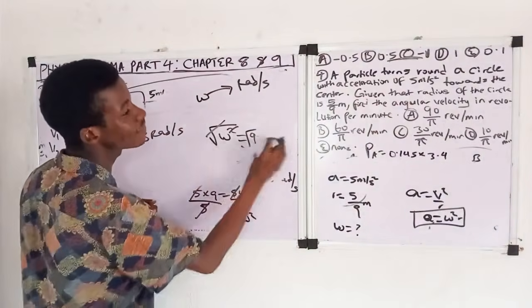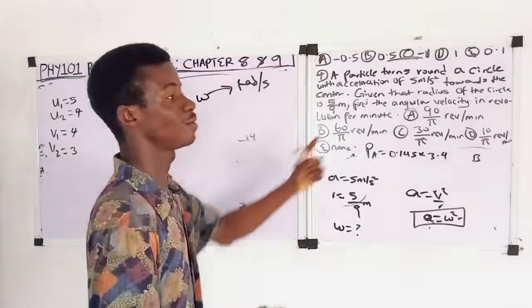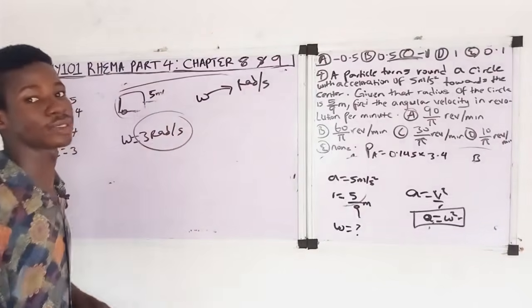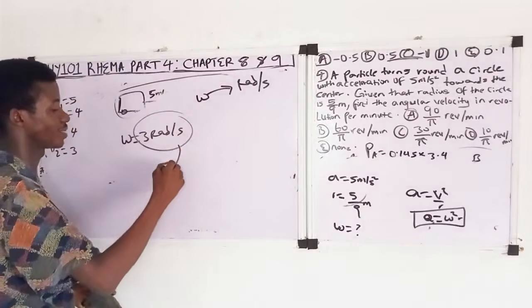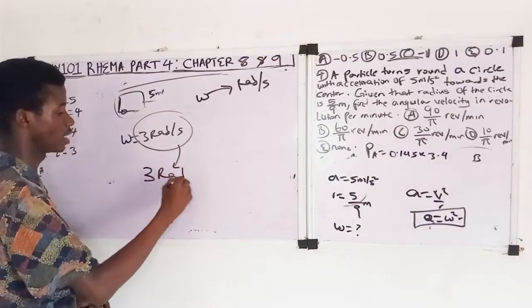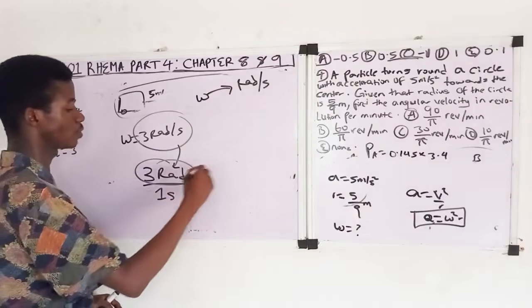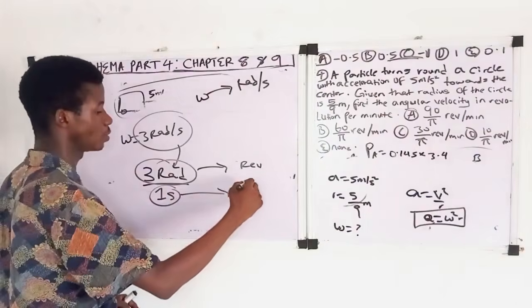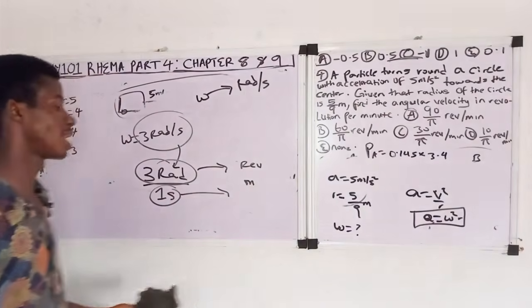So look at the question. They said find the angular velocity in revolutions per minute. So we need to convert this rad per second to revolutions per minute. It's very easy. This thing is still 3 radian divided by 1 second. We convert the 3 radian to revolutions, and we convert the 1 second to minute, because they said leave your answer in revolutions per minute.